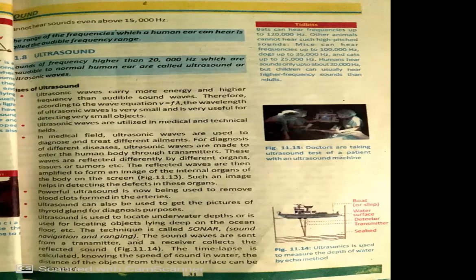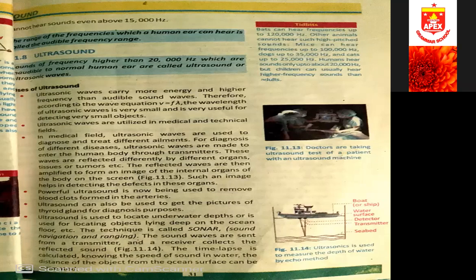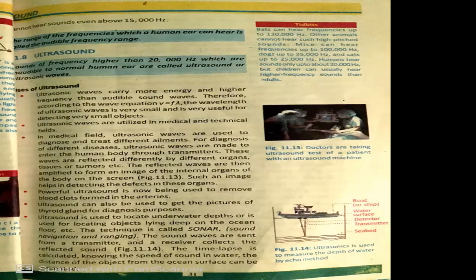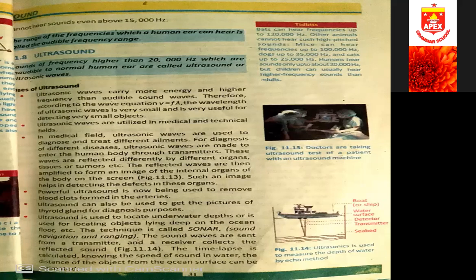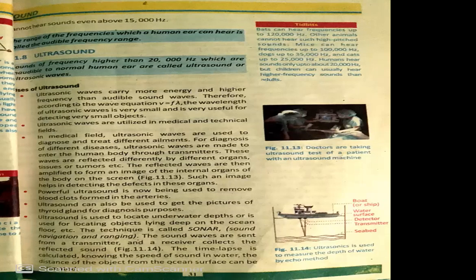Younger people can hear sound of frequency up to 20,000 hertz, but as they get older and older, their frequency range goes on decreasing. So audible frequency range is what a human ear can hear. The human ear can detect only 20 hertz to 20,000 hertz.